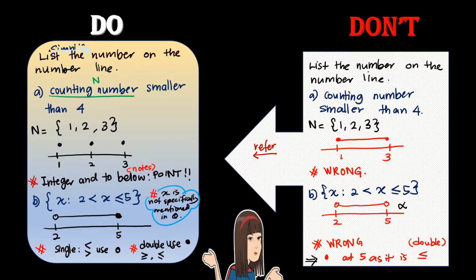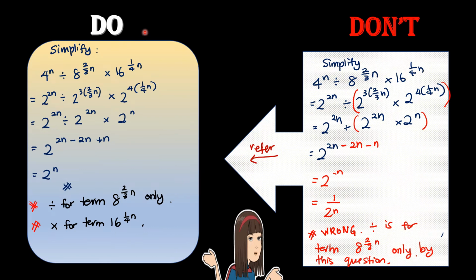Now let's look at do and don't for indices. Look at the question. As you can see, we have the numbers 4, 8, and 16. Number 4 is 2 to the power of 2, so it will be like this. 8 is 2 to the power of 3. 16 is 2 to the power of 4. So what you can do is combine the powers and simplify them, so you will get this line.